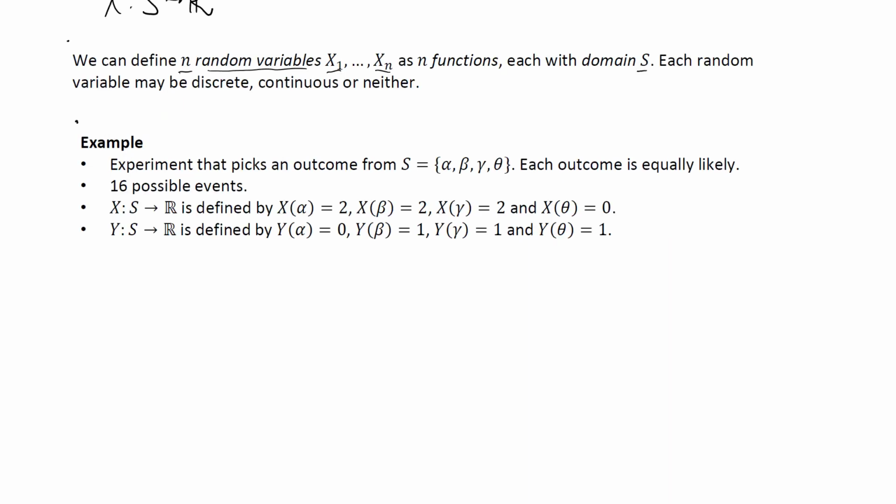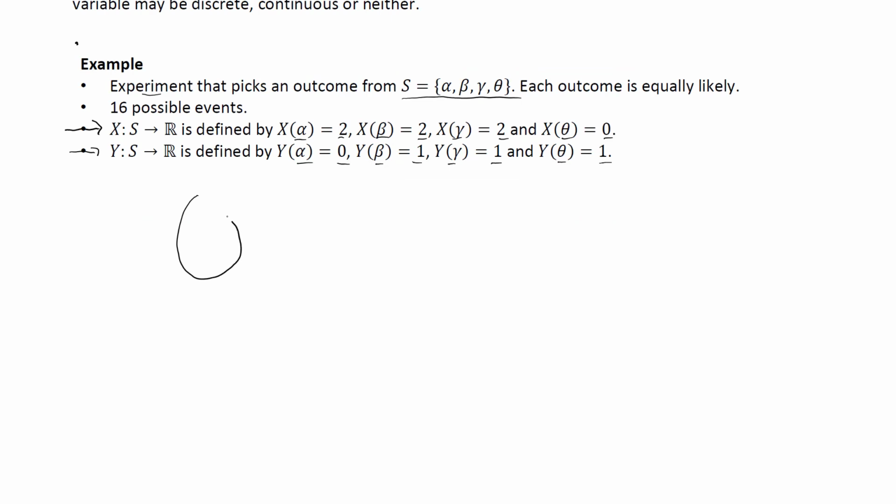Here is a simple example. I have an experiment. My sample space consists of alpha, beta, gamma, and theta. Each outcome is equally likely. I consider all 16 possible events. I can define my first random variable, call that x. And this is defined by mapping alpha to 2, beta to 2, gamma to 2, and theta to 0. I can define a second random variable, which I here call y, and this is defined by mapping alpha to 0, beta to 1, gamma to 1, and theta to 1.